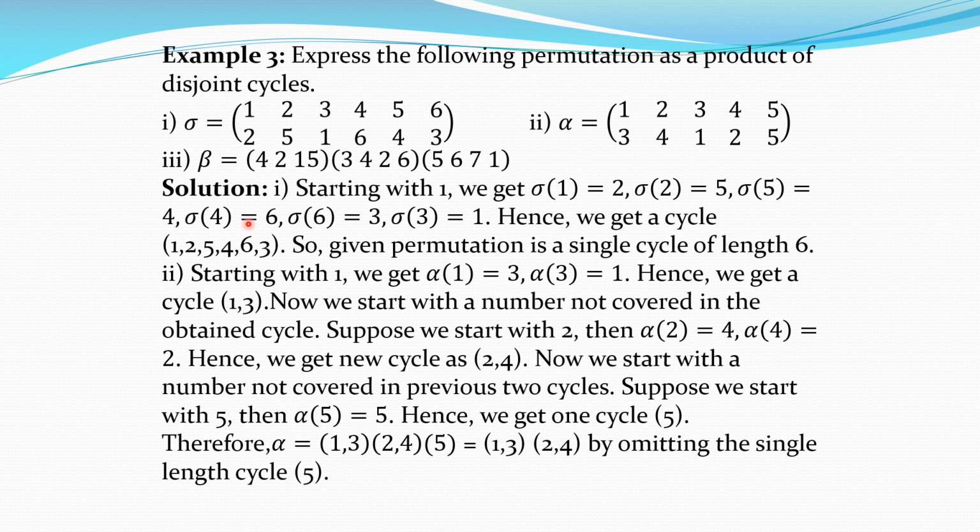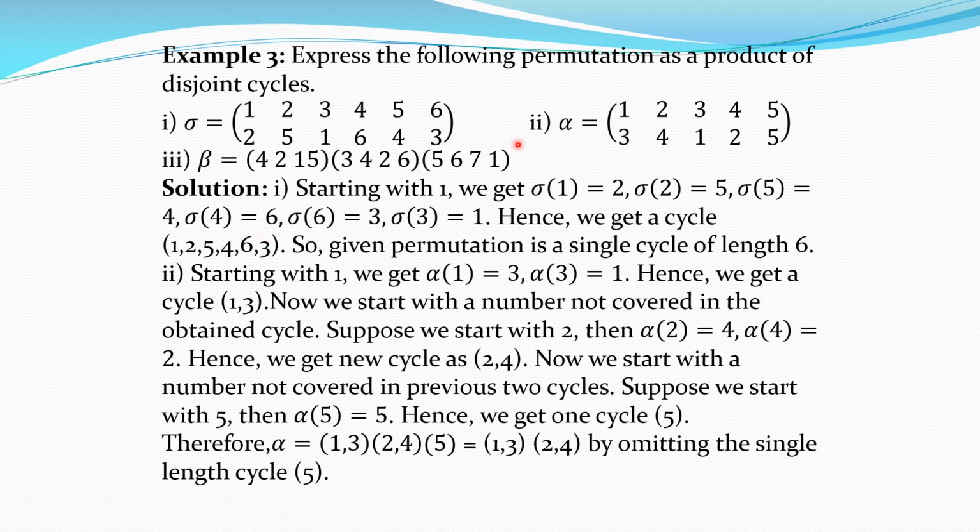Sigma of 6 is 3 and sigma of 3 is 1. So we can write the cycle as: 1's image is 2, so 1, 2. Image of 2 is 5, so 2, 5. Image of 5 is 4, so after 5 we write 4. Image of 4 is 6, so 4, 6. Image of 6 is 3, so 6, 3. And sigma of 3 is 1, which is the starting element. So it is (1, 2, 5, 4, 6, 3). So the given permutation is a single cycle of length 6.